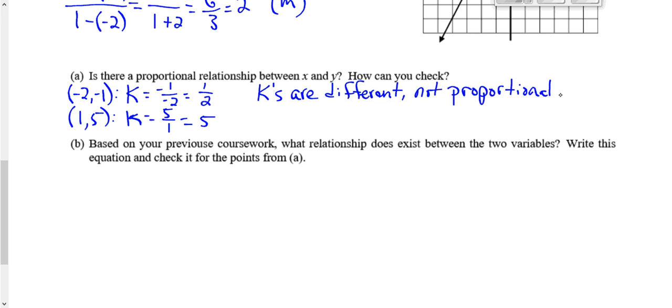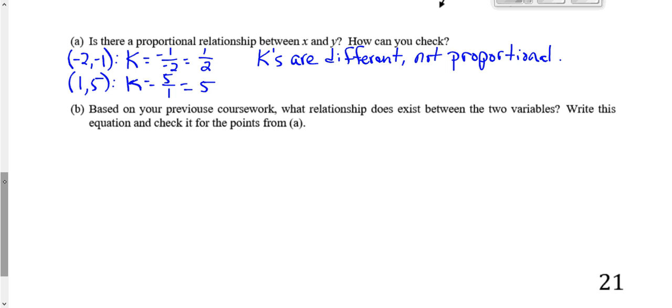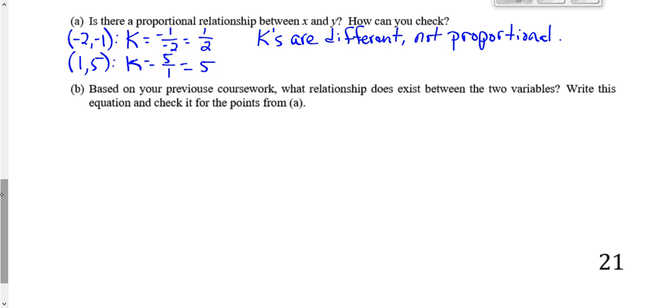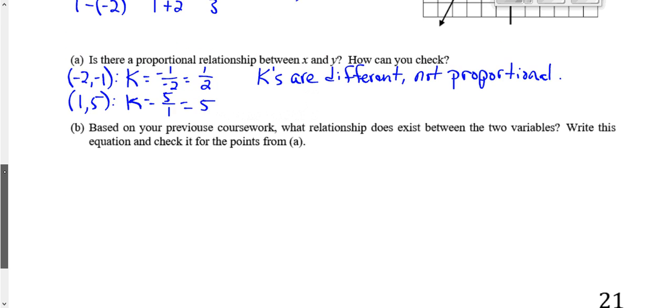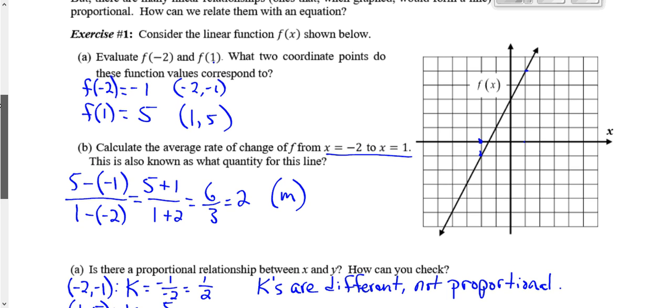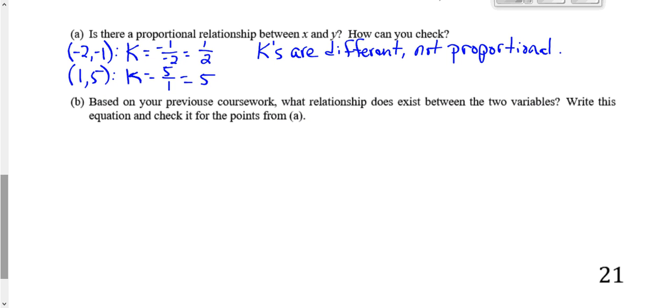Might have something to do with our line having a particular B. Remember, a couple sections ago, they didn't have a B. They had a 0 for B. All right, so based on your previous coursework, what relationship does exist between the two variables? You guys kind of touched on it a minute or two ago. Just in general, what would be the relationship? You guys mentioned the slope and all that stuff. Does that line have a y-intercept? It's not 0. Okay, so what relationship do you think this is?